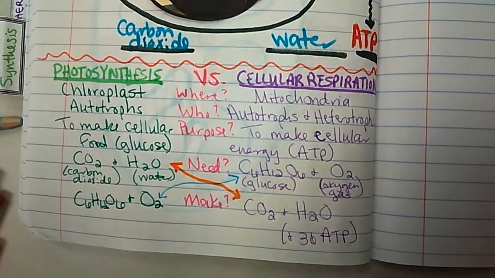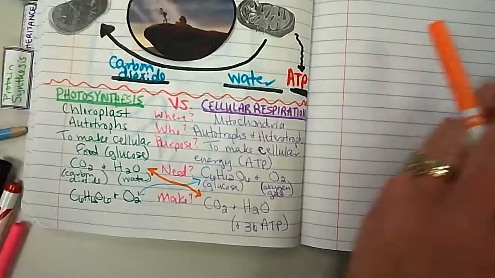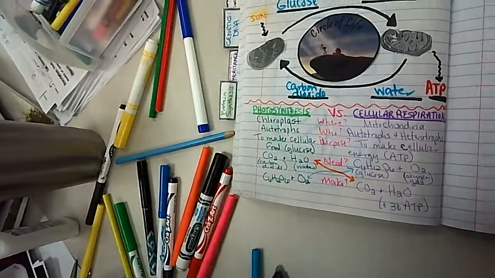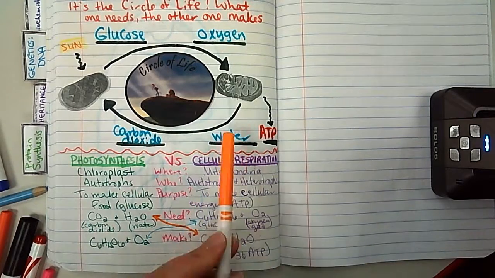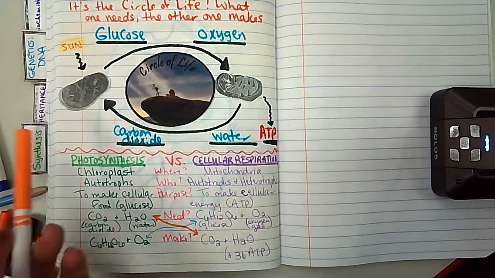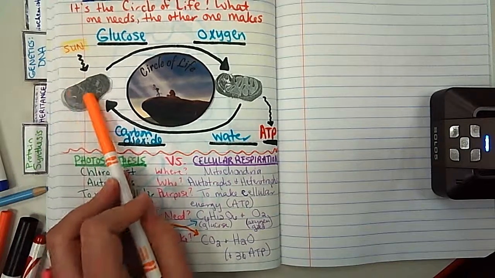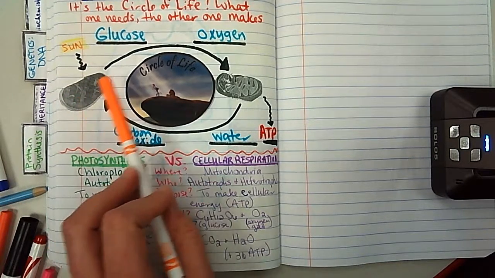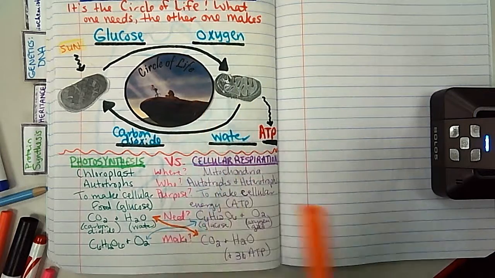So I hope that this page helps you see that it's all a cycle. I'm trying to zoom out. Look at my mess. It's all a cycle. It's the circle of life. Without one, you don't get the other. But especially without the chloroplast doing its job in autotrophs, you do not get what you need to create energy for life.